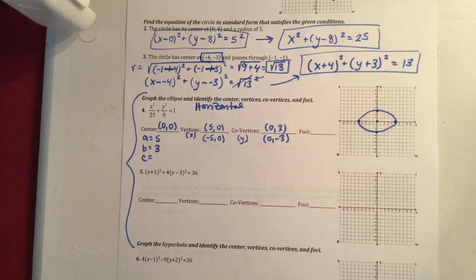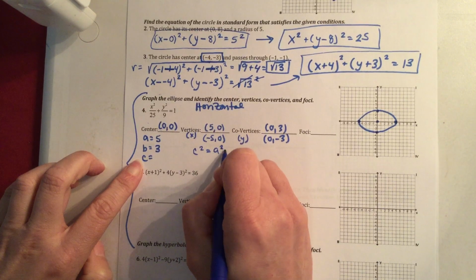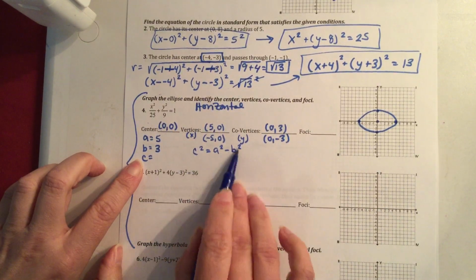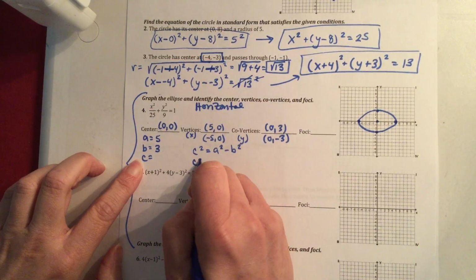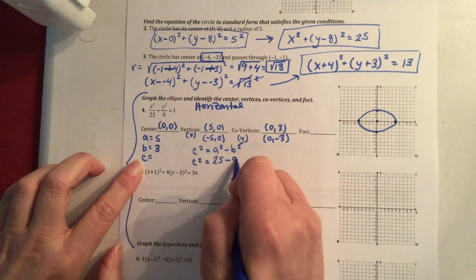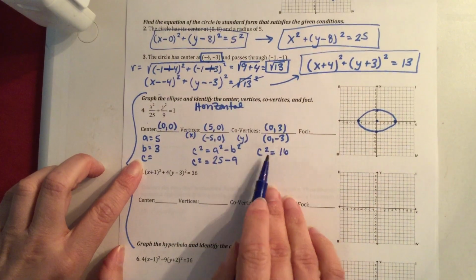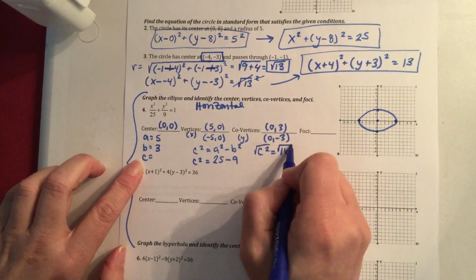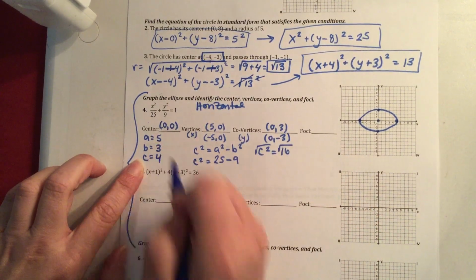But one thing that we don't have yet, we need the two focus points. And your focus points go inside of the ellipse. In order to find C, it is C squared equals A squared minus B squared. That's the relationship to find C when you're dealing with the ellipse. So C squared equals A squared, which is 25, minus B squared, which is 9. So C squared is 25 minus 9, which is 16. Now that's C squared. I want to know C because C is how you find your foci points. The square root of 16 is 4.